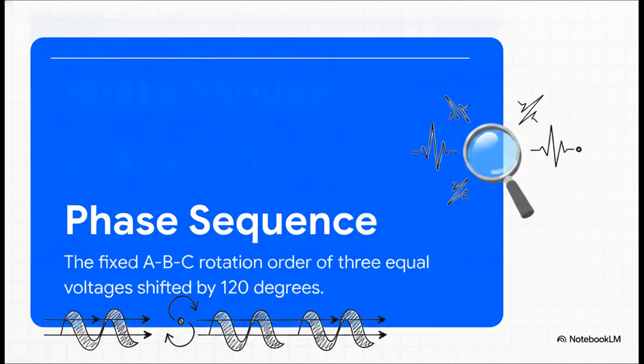So, how do we actually create that constant power? Well, a three-phase system is made up of three sinusoidal voltages of equal magnitude. But here's the kicker. They're each shifted exactly 120 electrical degrees from the next. We call them phase A, phase B, and phase C. Because of that 120-degree shift, they peak one after the other in a very fixed rotation order. We call this fixed order the phase sequence, and it's basically the invisible heartbeat of the grid.